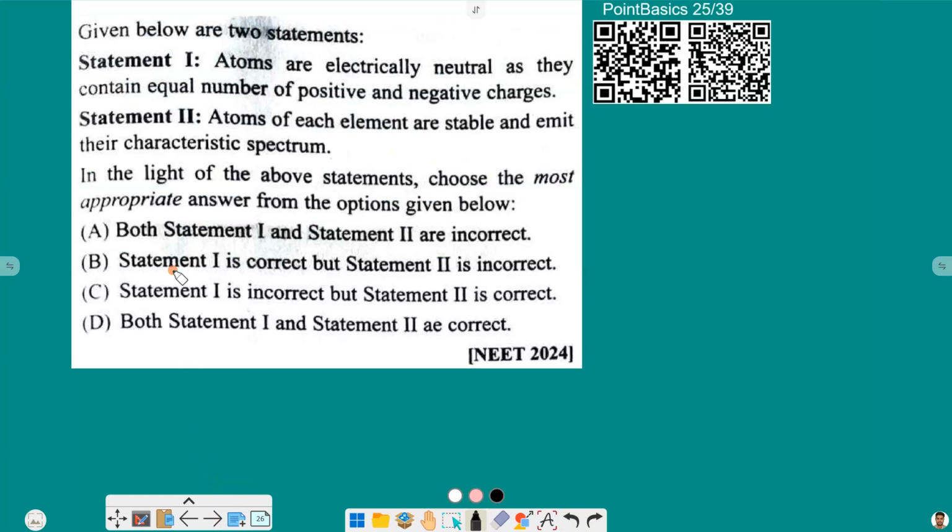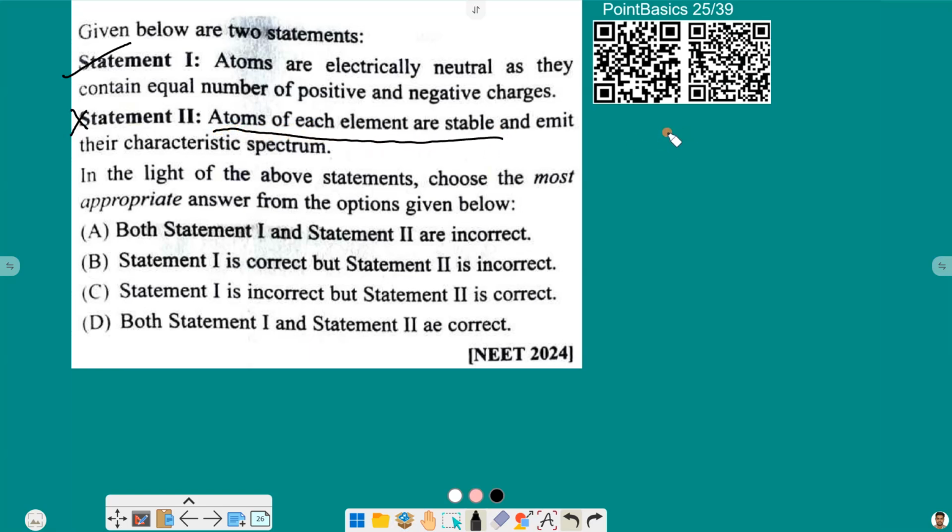Moving to the next one, given below are the two statements. Atoms are electrically neutral as they contain equal number of positive and negative charges. So yeah, that is right. Now statement 2, atoms of each element are stable and emit their characteristic spectrum. So statement 2 is wrong here because not each atom, means not every atom is stable.